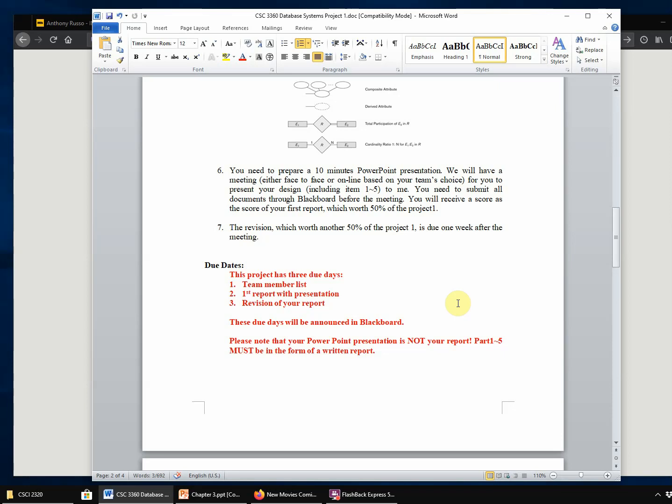Please note that your PowerPoint presentation, which comes from item 6, is not your report. I have to emphasize this again and again because there are many teams doing something weird. Parts 1 and 5 are considered as the real report. PowerPoint presentation is only a PowerPoint presentation, so the 2 things are independent of each other. Your PowerPoint presentation can borrow the materials you prepare from items 1 through 5. However, PowerPoint cannot be submitted as a report. So that is going to be a very important thing for you to understand.